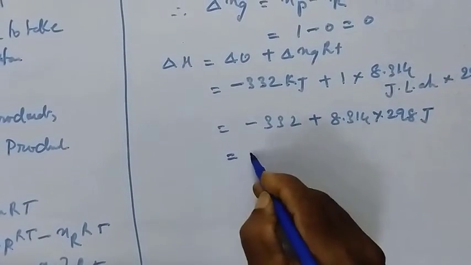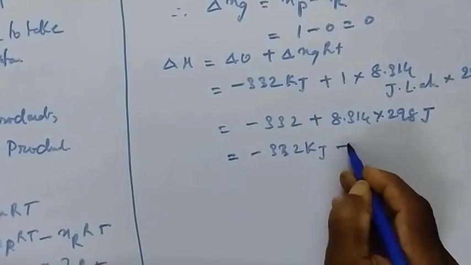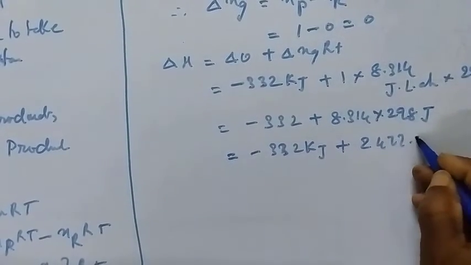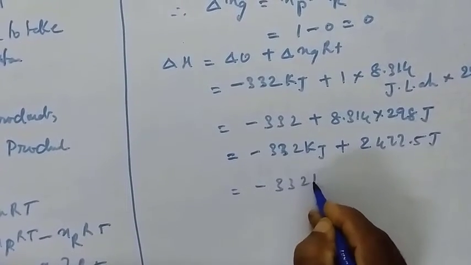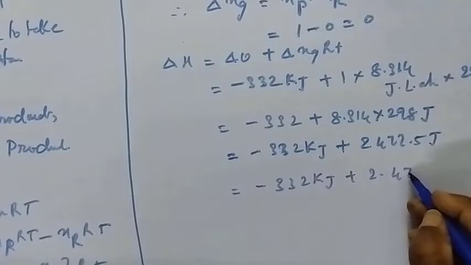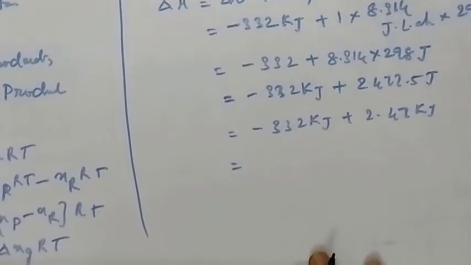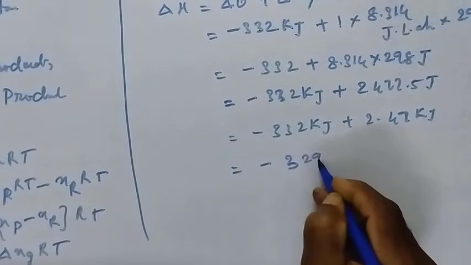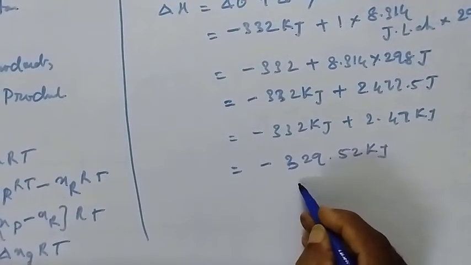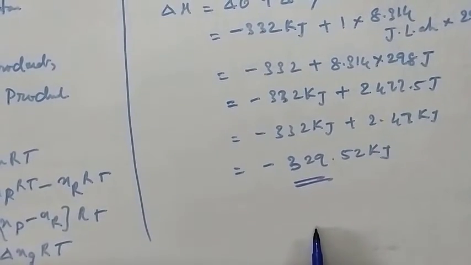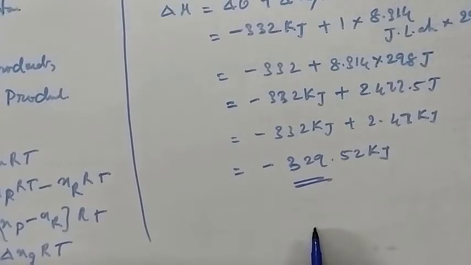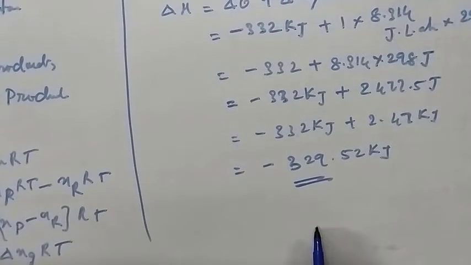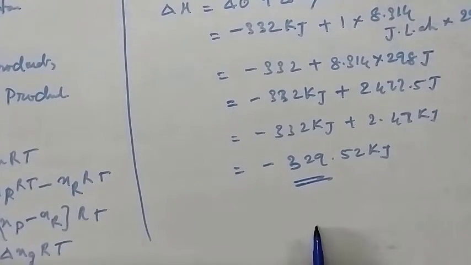So, if we multiply this value, we get minus 332 kilojoule plus 2477.5 joule. This is nothing but minus 332 kilojoule plus 2.4775 kilojoule. So this is minus and this is plus. Therefore, if you calculate this, we get minus 329.52 kilojoule. So this is the answer. So in this way, even though the pressure and volume are not given, just by seeing the physical state of the substances, we can find the delta H. That is, delta H equal to delta U plus delta NG RT. Delta NG means difference in number of gaseous moles of products and reactants.